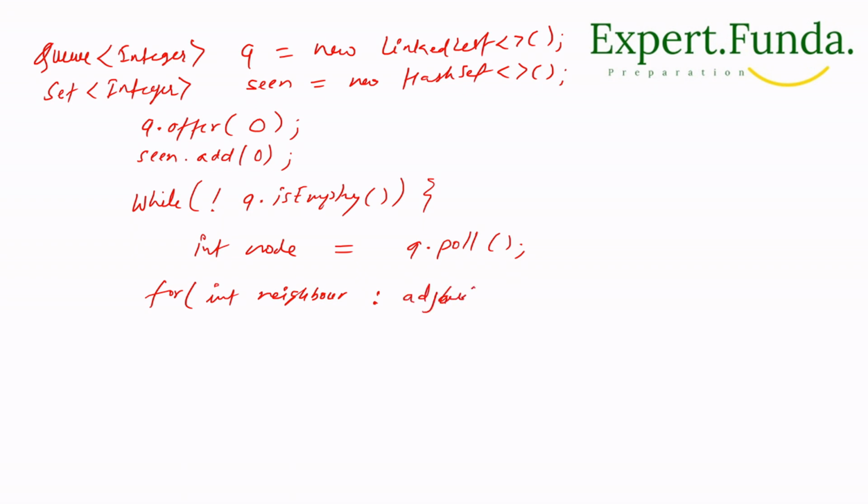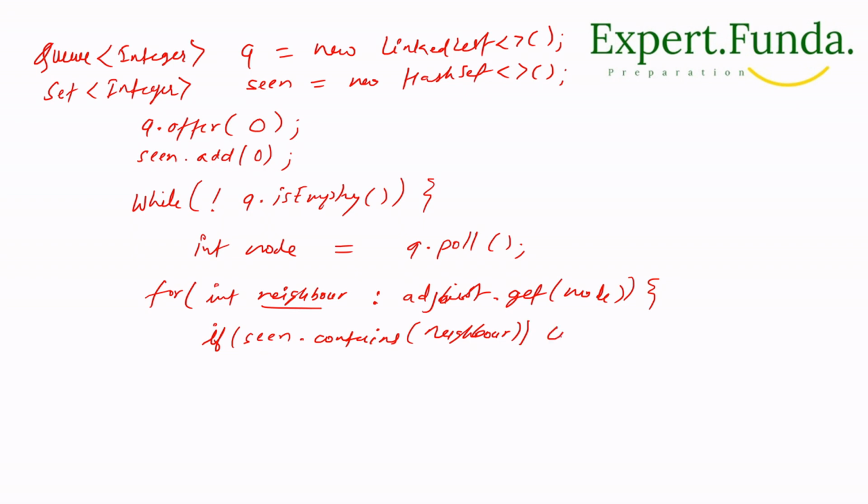We have the adjacency list, and we are getting using get, and we will pass this node. So all its neighbors will come from there, and we will check in the seen set: if seen.contains this neighbor, it means we have already visited this one. If it contains it, then we will not do anything for this, we will skip this one and move to the next.